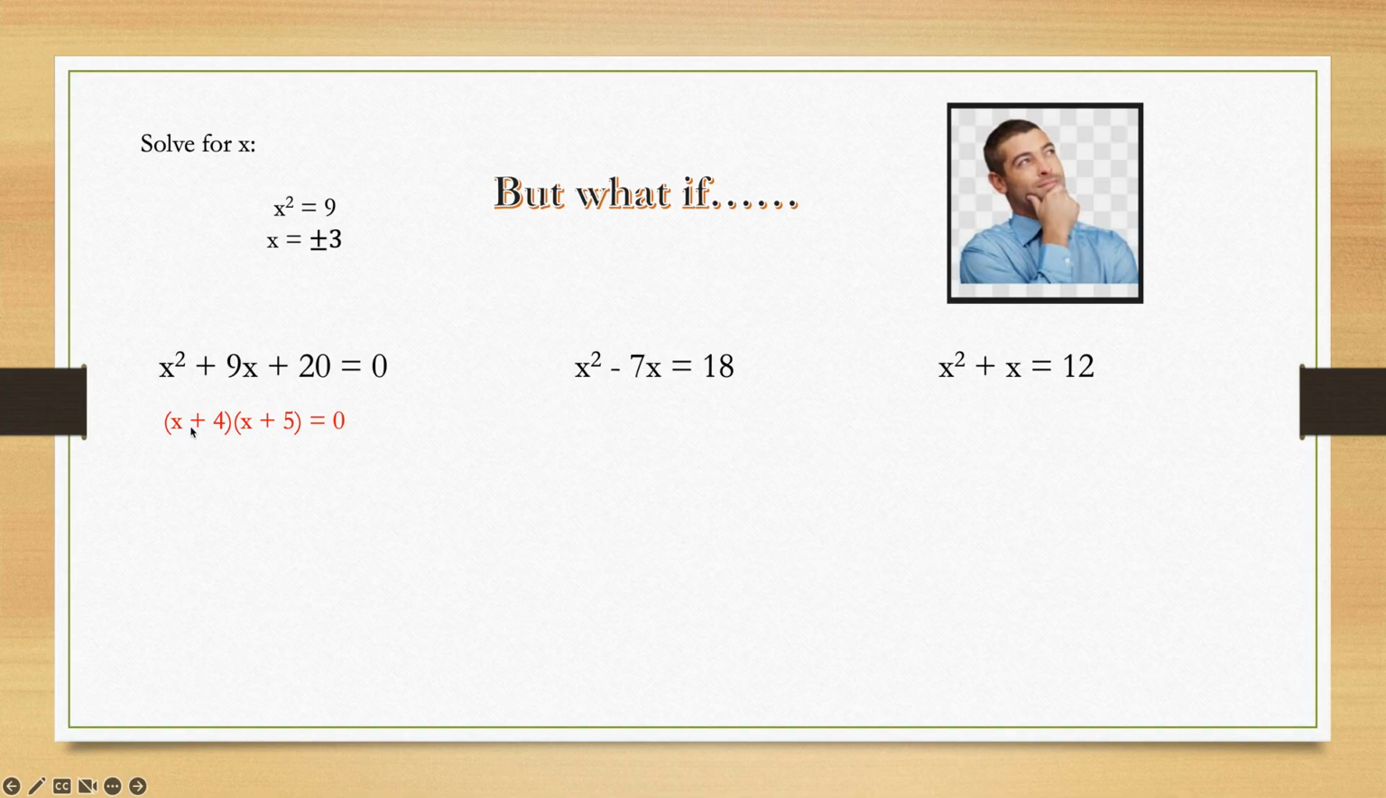Now let's do a quick mental check. X times x is x squared, x times 5 is 5x's, 4 times x is 4x's, add up 5x's and 4x's, you get 9x's, and 4 times 5 is 20. Okay, so that's looking good.